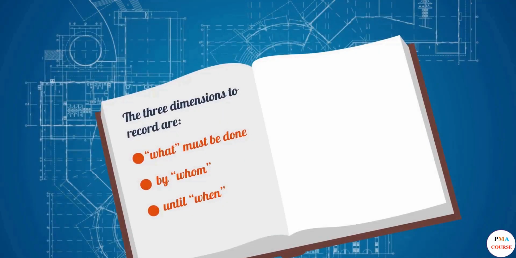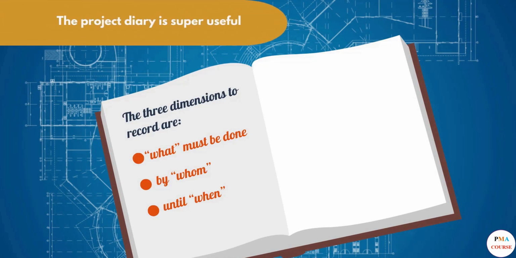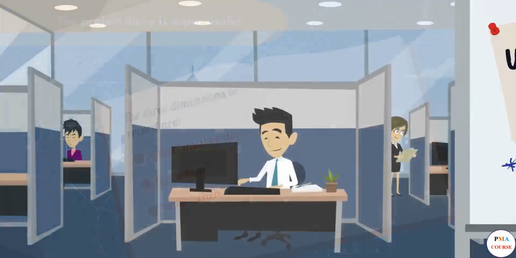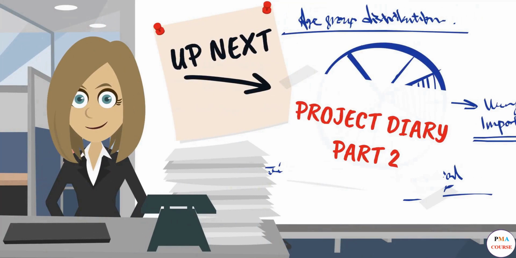So the project diary is a formal document which states the what, the who, and the when. It is super useful. So let's have a look at what a project diary would look like using the Lamborghini project in the next lesson. Get your project manager shoes on and I'll see you there.